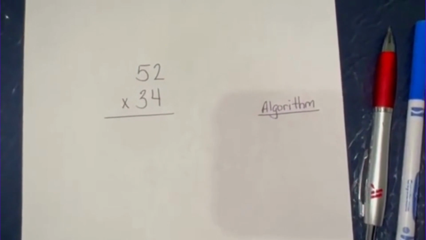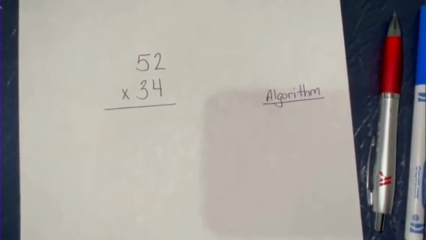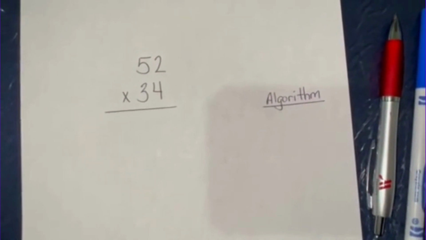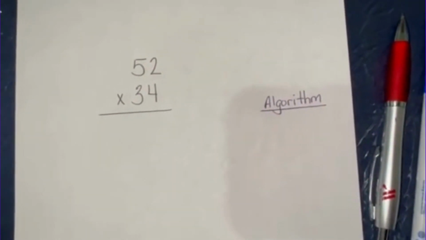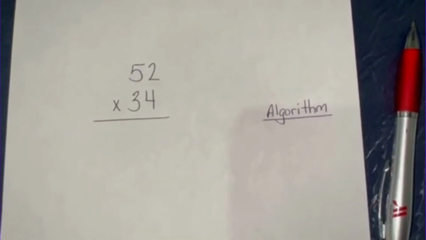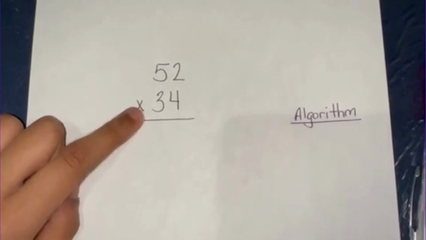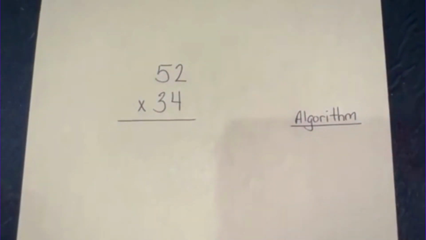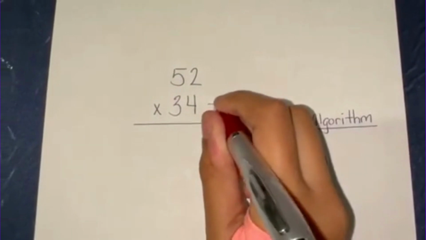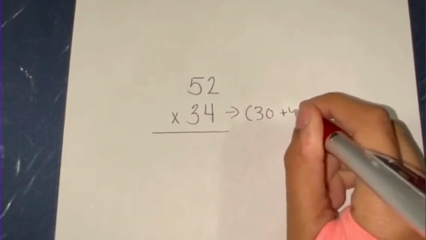Okay, mathematicians, let's start by multiplying a two-digit number times a two-digit number. In this case, 52 times 34. The first step that we're going to do is we're going to decompose our bottom factor, 34, just like we learned how to do in our previous videos. 34 decomposed is 30 plus 4.